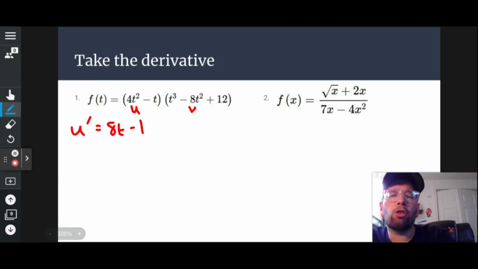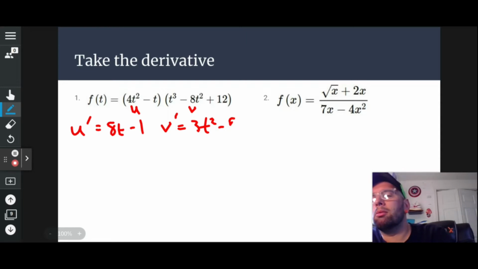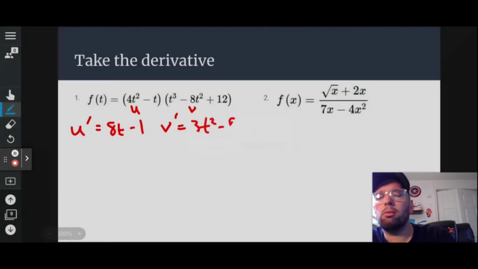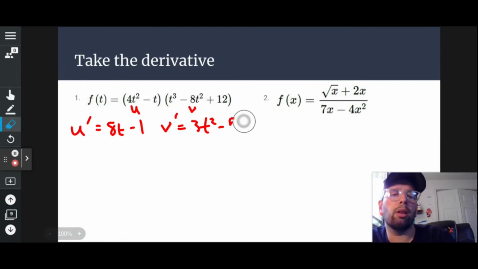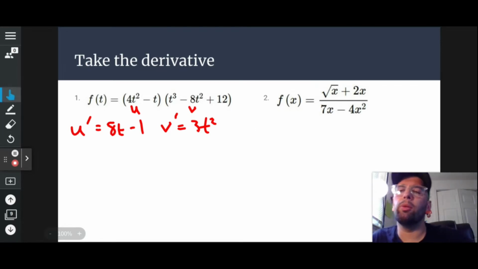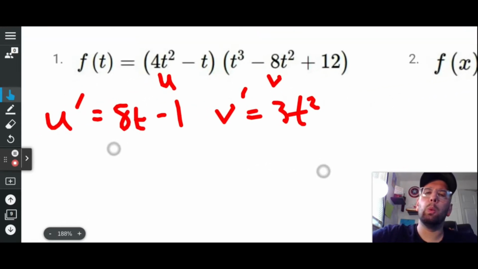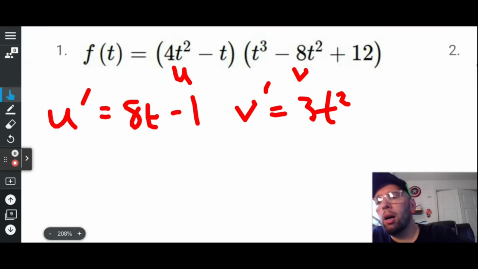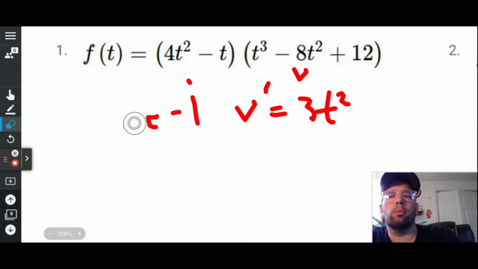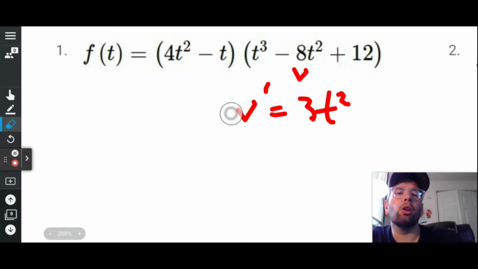V prime is going to be 3t squared minus 16t, not 8. Let's clear that up. Let's do this. You know what? Let me quickly rewrite that over. Sorry.